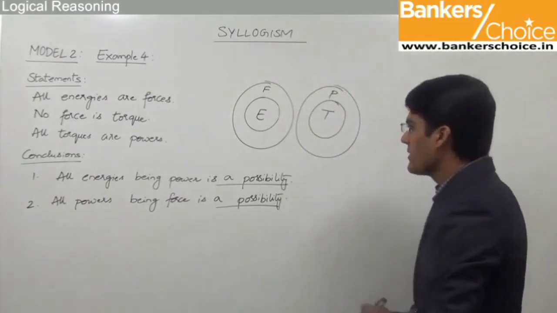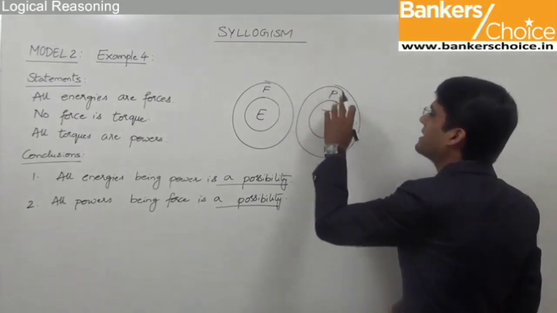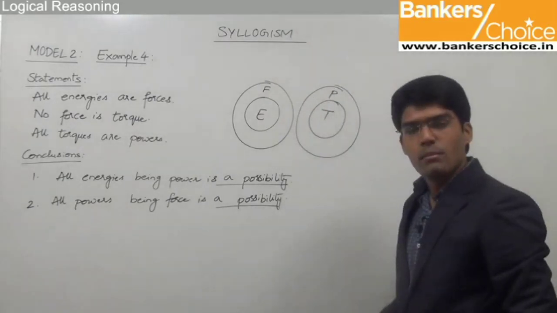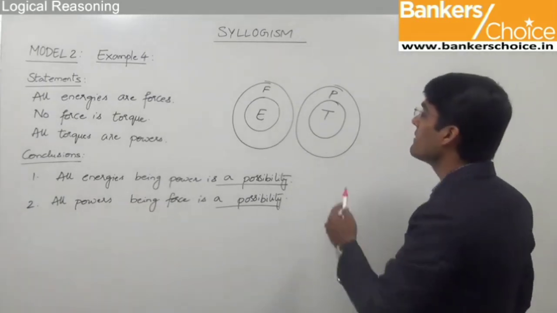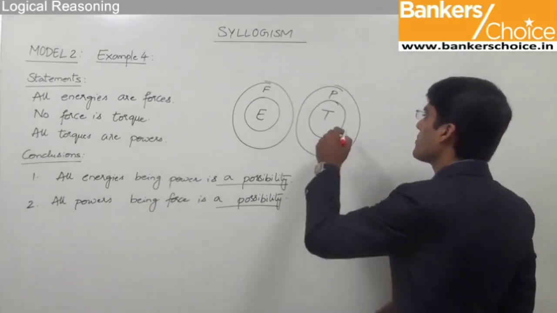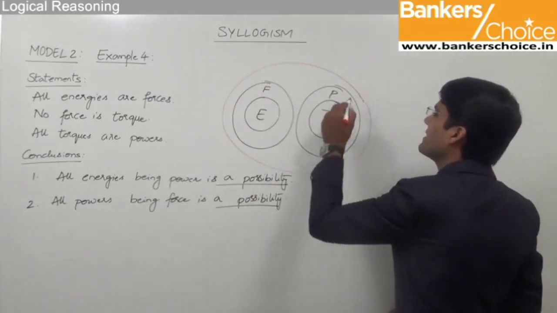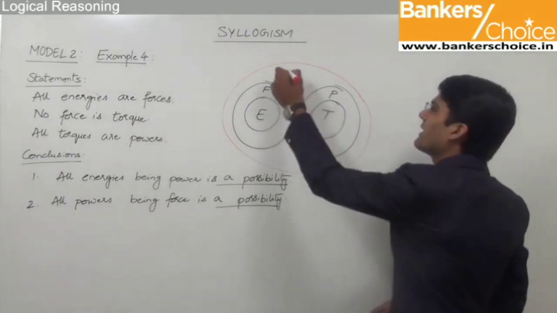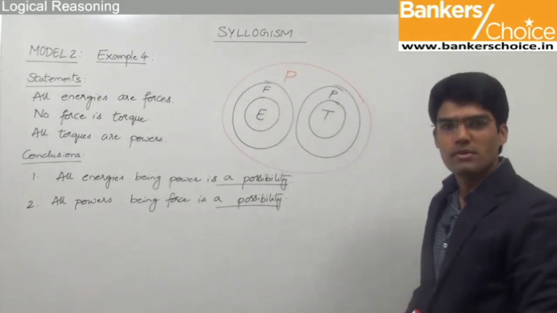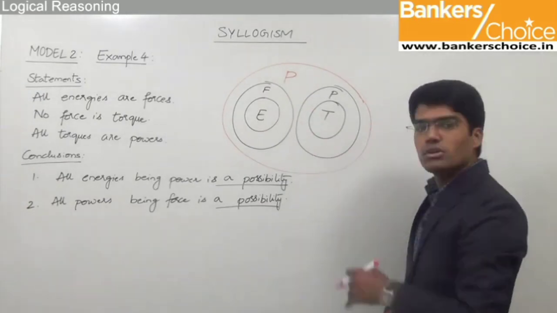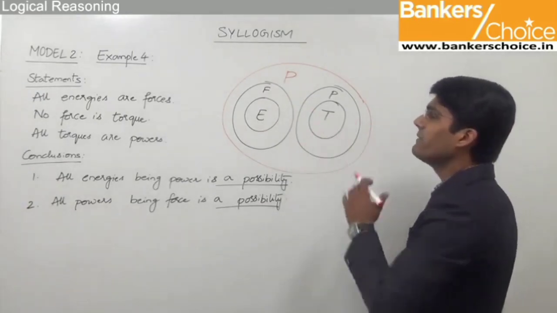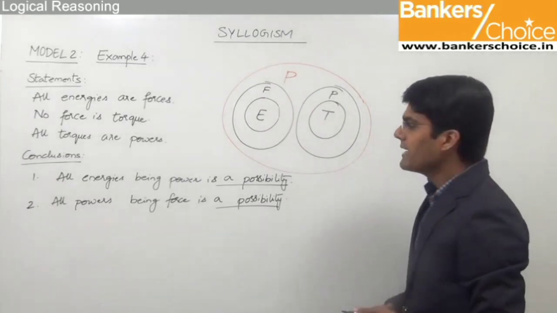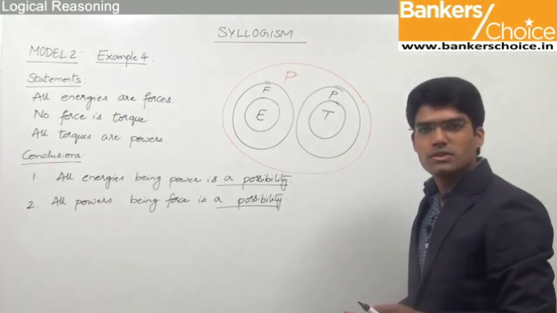For the basic diagram, we find that all the torques are inside powers, and this is the basic diagram because it involves minimum overlapping. But otherwise, there are many other ways to draw powers. We can also draw powers with a larger circle which completely includes forces and energies. So this red circle here can also be the powers. So the black circles show the basic diagram, and the red circle which shows powers is another possible diagram for the given statements. Let us now see whether the given conclusions follow or not.